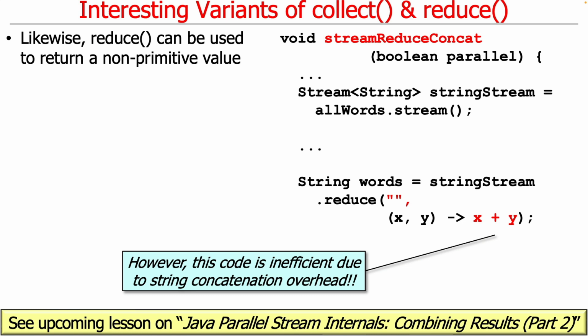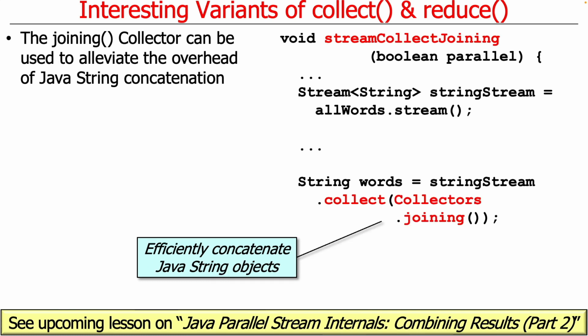But it can also make things really slow because you're doing a lot of extra copies and creations of objects. So you have to decide what's more important: performance, or readability, or semantic correctness, or parallelization, whatever. Now, fortunately, there's a way out of this. And the way out of this is to use collect instead of reduce and use the joining collector.